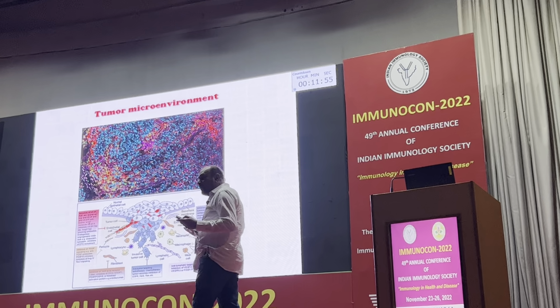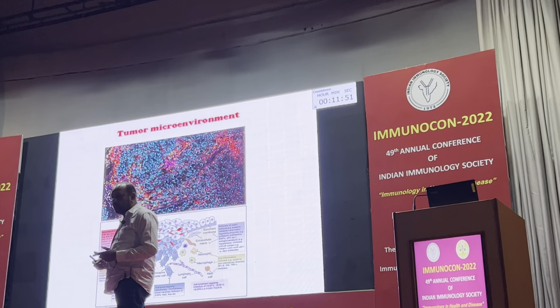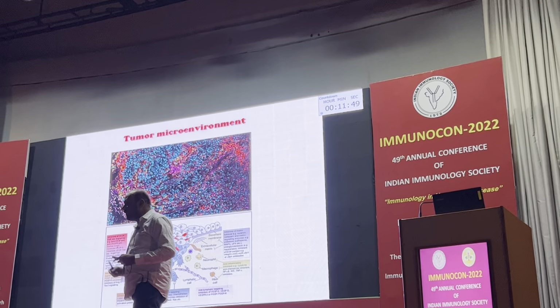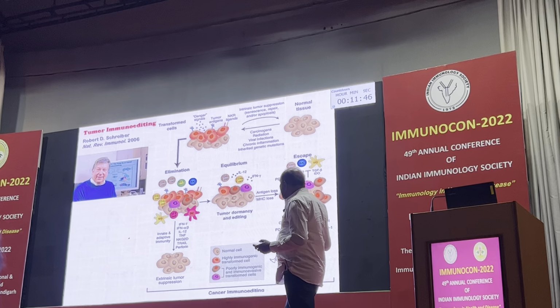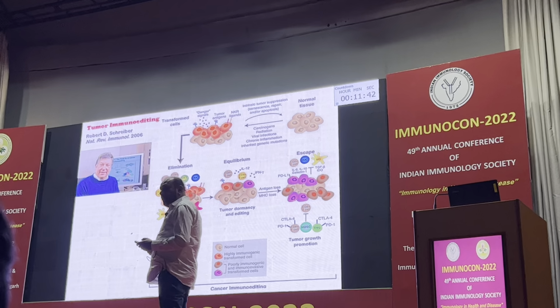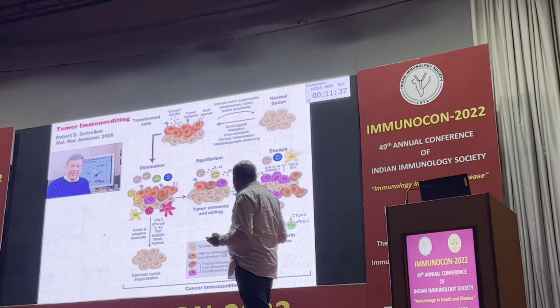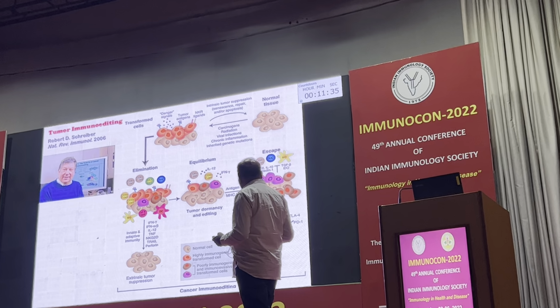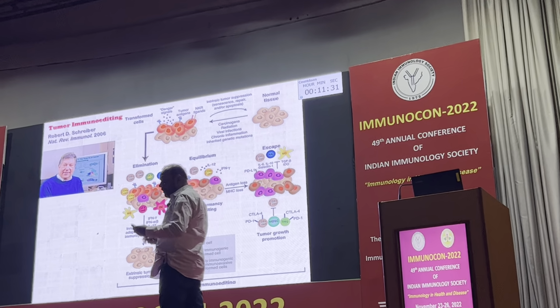So why are these immune cells or the other cells there in the tumor microenvironment? What are they doing? That is very interesting. And that has been very nicely described by Bob Schreiber, one of my collaborators, and he wrote a very nice article in the Annual Review of Immunology. Here he described why these cells are there.